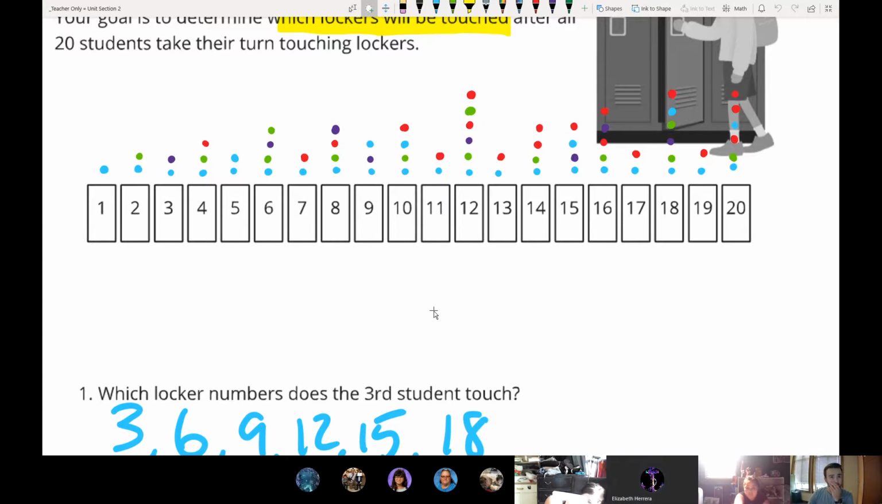Camila? 20, okay, 20. 18, nice. 16, yeah, 16 has 1 less, but it's still touched quite a bit. 12, yeah, very good. I'd say those are definitely the ones that were touched the most by the students. In fact, 12, 18, and 20 were touched 6 times each.